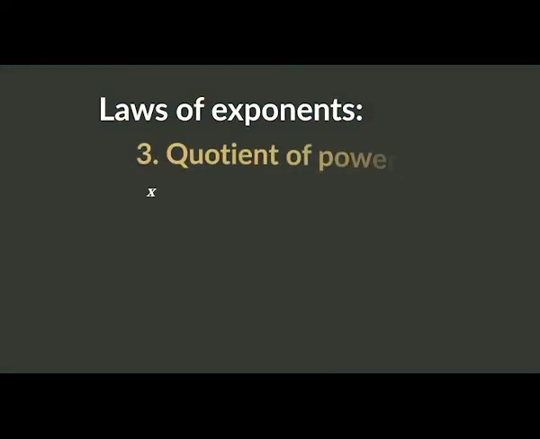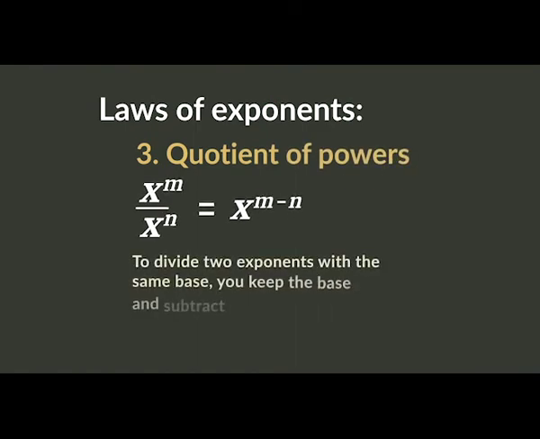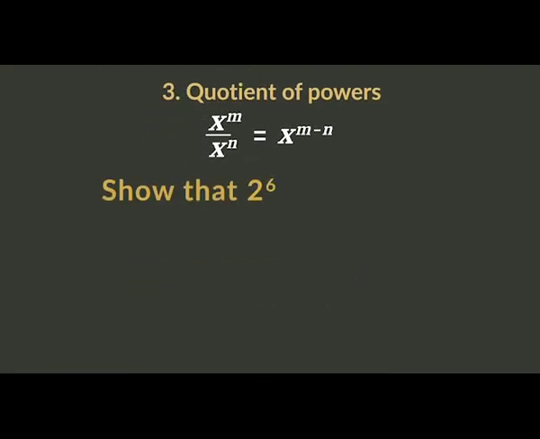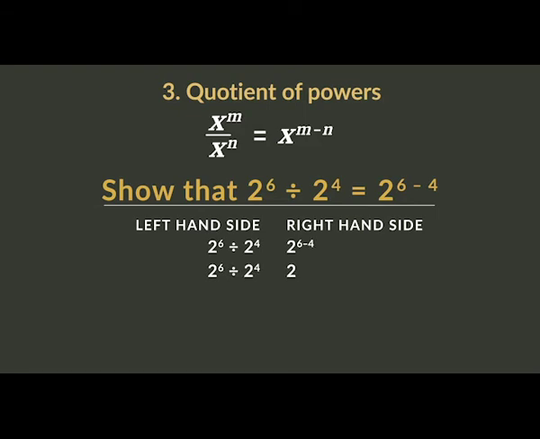The quotient of powers law states that to divide 2 exponents with the same base, you keep the base and subtract the powers. This means that when 2 expressions with the same base are divided, we subtract the exponents. So, let's show that 2 to the power of 6 divided by 2 to the power of 4 is equal to 2 to the power of 6 minus 4. In other words, that it is equal to 2 to the power of 2.